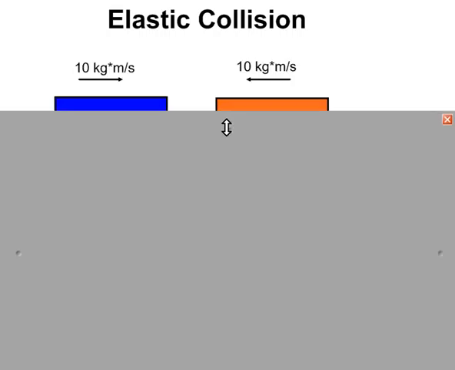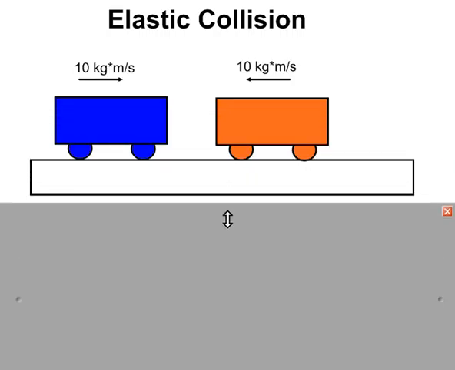Let's use a couple of basic examples to demonstrate the difference between an elastic collision and an inelastic collision. Let's begin with two objects, a blue cart and a red cart. The blue cart has a momentum of 10 kilograms times meters per second to the right. The red cart has the same momentum but to the left.